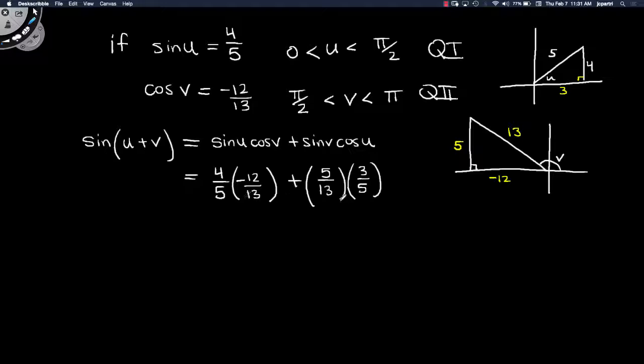Well, the denominator is going to be the same, right? 65. So this is -48 plus 15 all over 65, which is -33 over, whoops, that's a 65. I think I did my arithmetic correct.